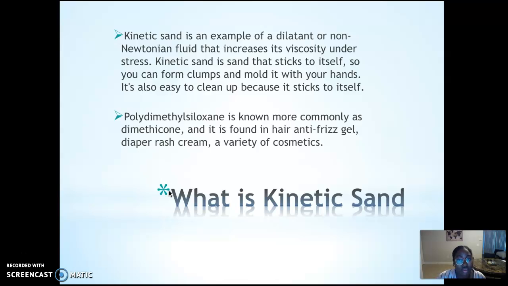So the main polymer in the sand is polydimethylsiloxane, also commonly known as dimethicone, and it's found in hair anti-frizz gel, diaper rash cream, and a variety of cosmetics. I even went into my bathroom cabinet and saw that I had some anti-frizz gel that said it had dimethicone on the back, so it is very common in your cosmetics.